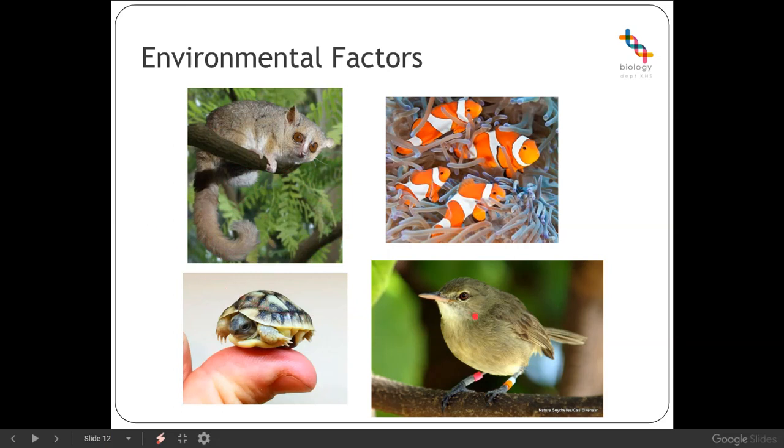And similarly, the Seychelles warbler will produce more female offspring when it's got a high quality territory. So when there's a lot of food available, more females will be present. Whereas when we're in a poor quality territory, more males will be produced. This is because males will usually leave the territory and will not remain to compete over resources.